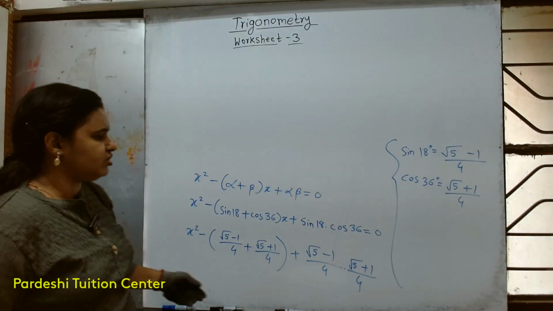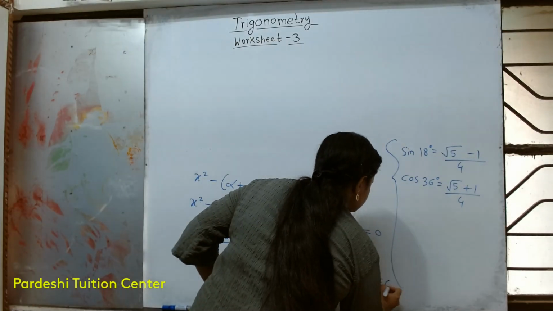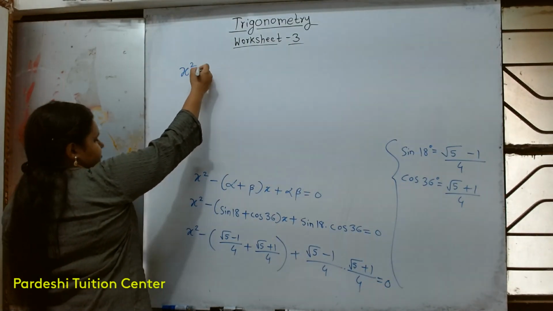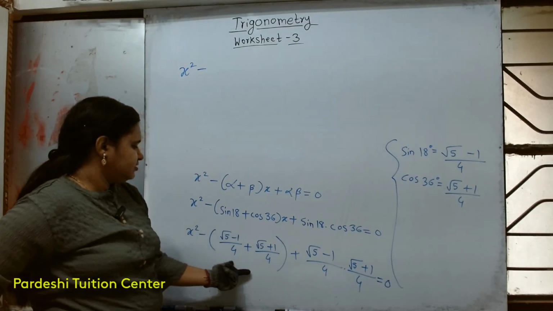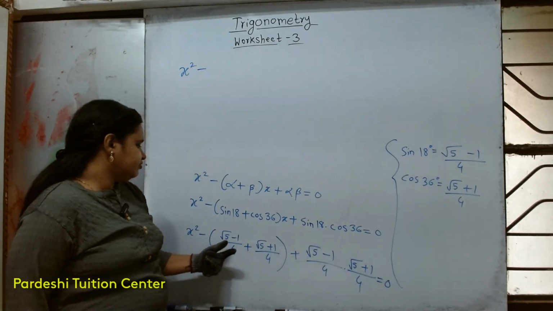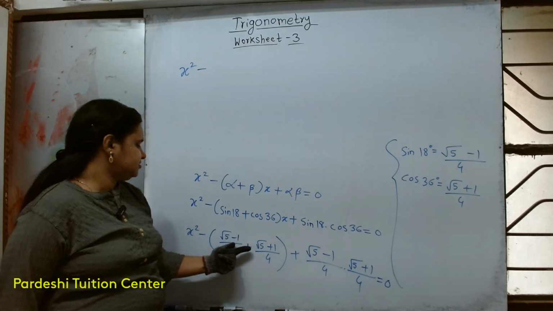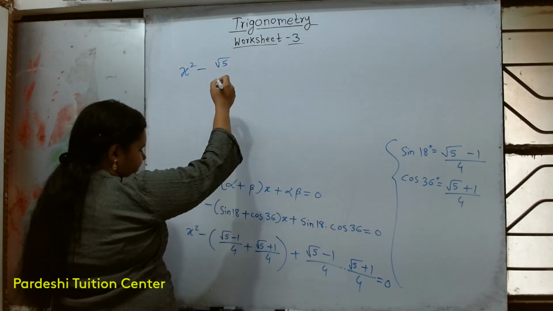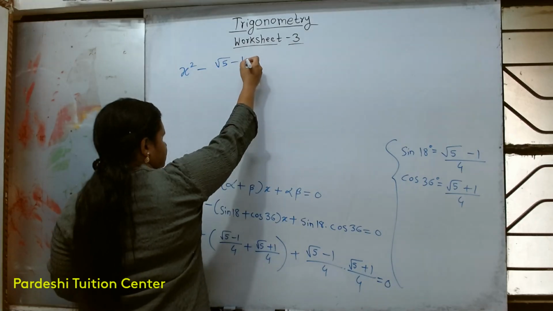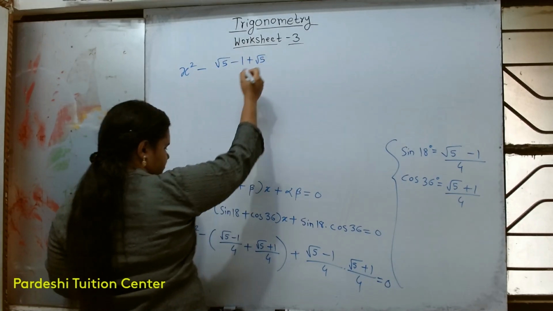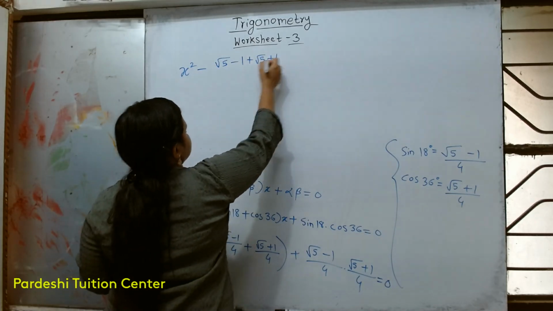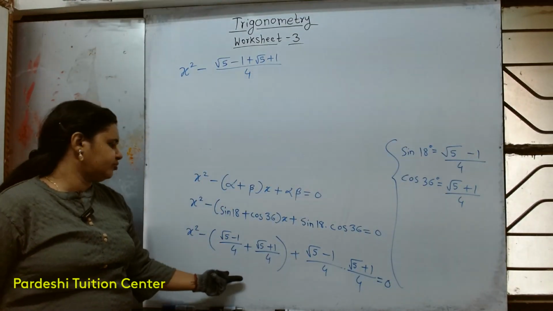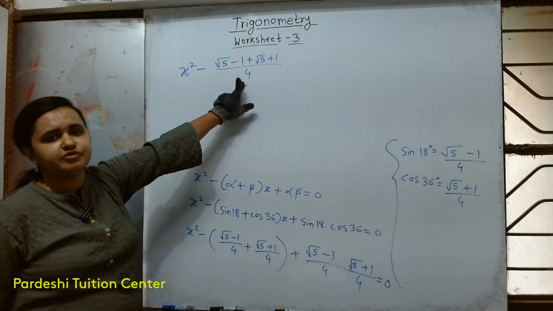If I further solve this, it is equal to 0. So it will be x square minus, now the denominators are the same, so we can directly add the numerators. It will be root 5 minus 1 plus root 5 plus 1 upon 4. I have added the numerators because the denominators are the same and the denominator will be 4 as it is.